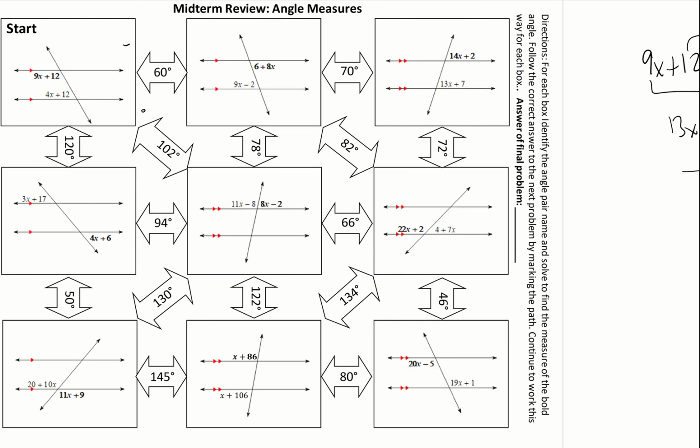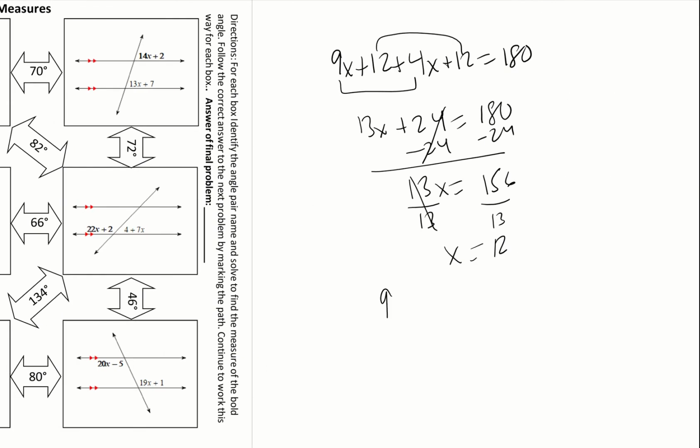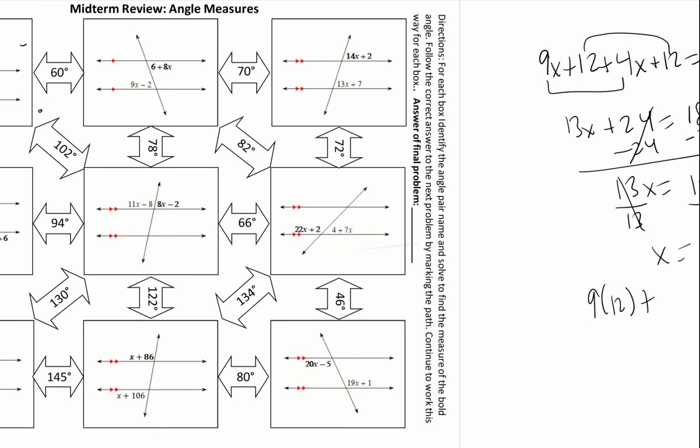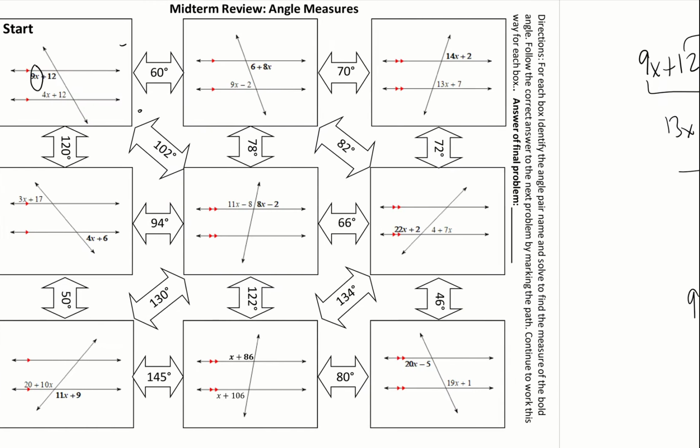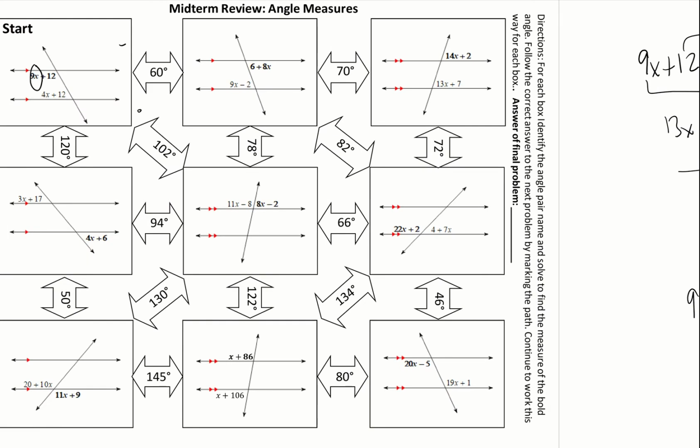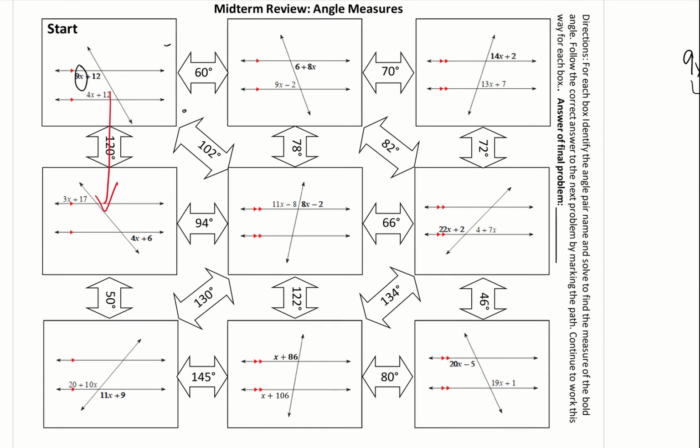And so now you're going to want to plug 12 into the bold angle for x. So we got 9 times 12 plus 12, which is going to be 120 degrees. So that means we are traveling downwards. Now let's answer the next question.